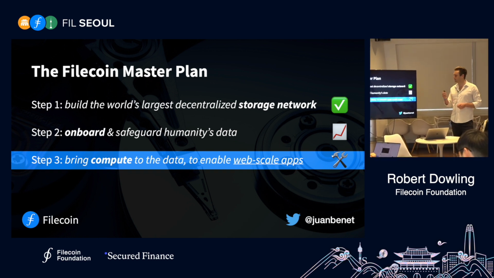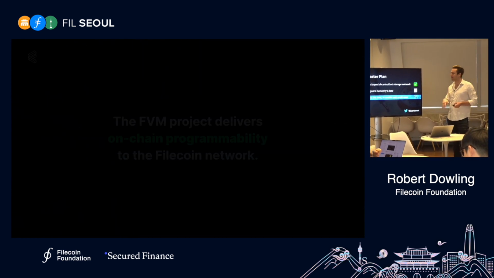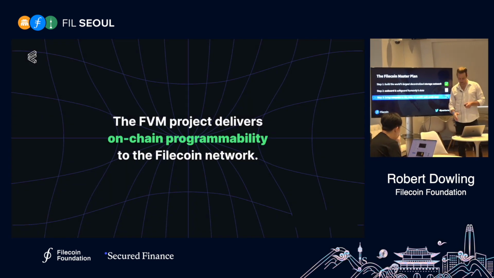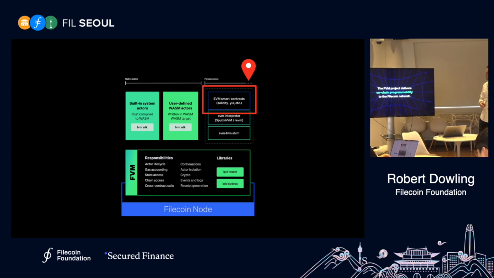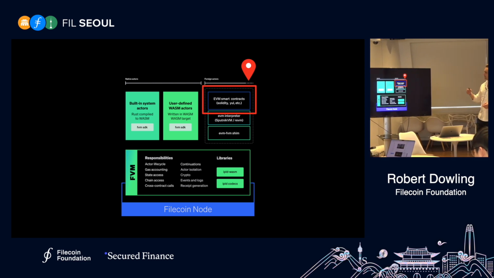And step 3, bring compute to the data to enable web scale apps. So that is what Filecoin Virtual Machine helps accomplish. The FVM delivers on-chain programmability to the Filecoin network. And this is what the FVM stack more or less looks like. What's very interesting about this diagram is that FVM is actually in this bottom layer that is the Filecoin node. Why do we say that?